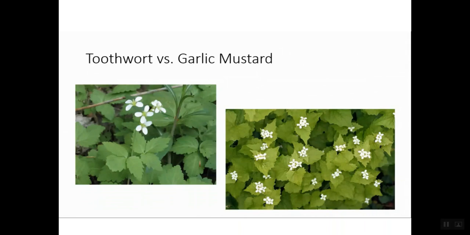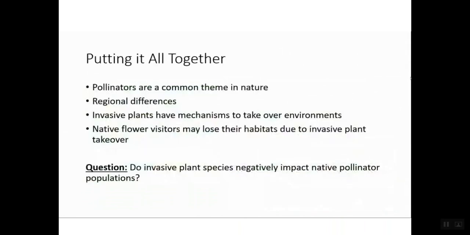So knowing all of this information, I had to put it all together. So pollinators are a common theme in nature. They're everywhere. There are regional differences between plants and then the pollinators themselves. The invasive plants do have mechanisms that take over the environment and make them very hardy and resilient. And native flower visitors may lose their habitats due to this invasive plant takeover.